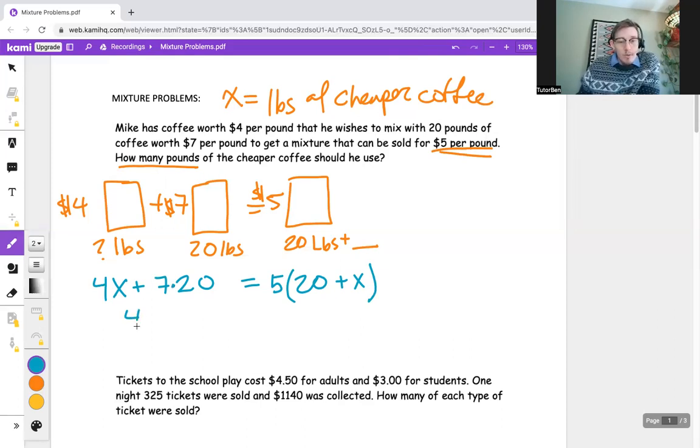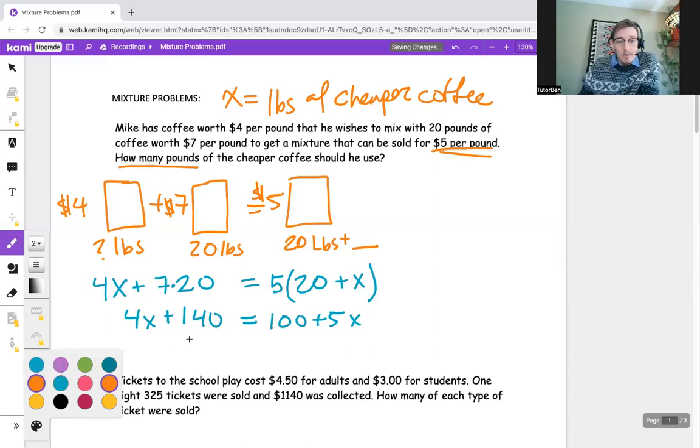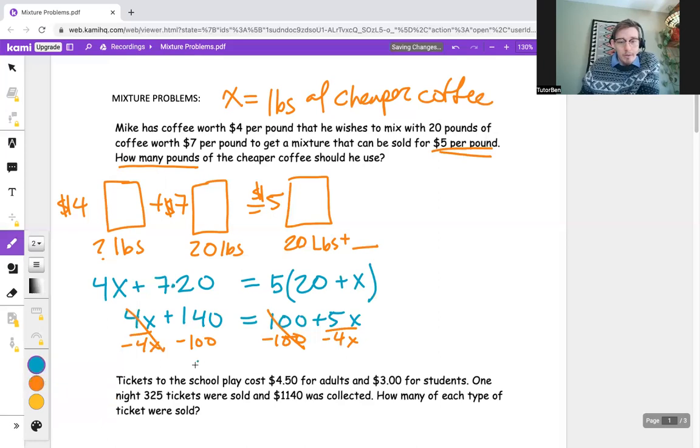So here I have 4x plus 140 equals, I'll distribute the 5, so this is 100 plus 5x. I'd like my x to stay positive, so I'm going to move my 4x to this side, and I'm going to subtract my 100 from this side. So these cancel out, and I'm left with 40.